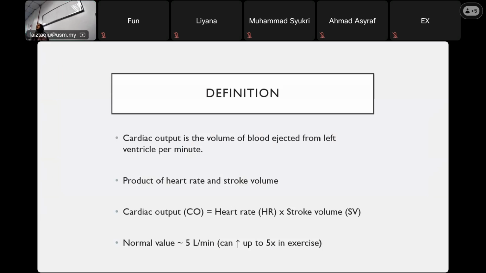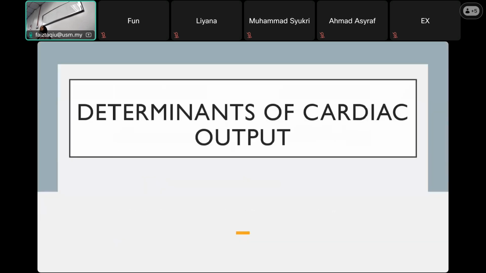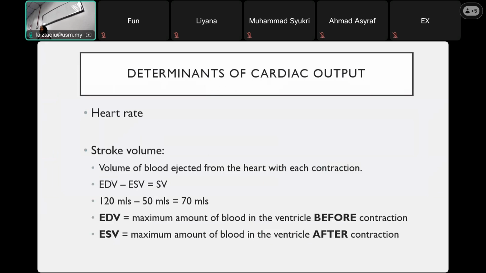So the cardiac output equation is equal to the product of the heart rate and the stroke volume. So in a normal 70 kilo adult, the cardiac output is 5 liters per minute, but it can be increased up to 5 times in exercise. So what are the determinants of the cardiac output? From the equation, the determinants of the cardiac output are heart rate times the stroke volume.